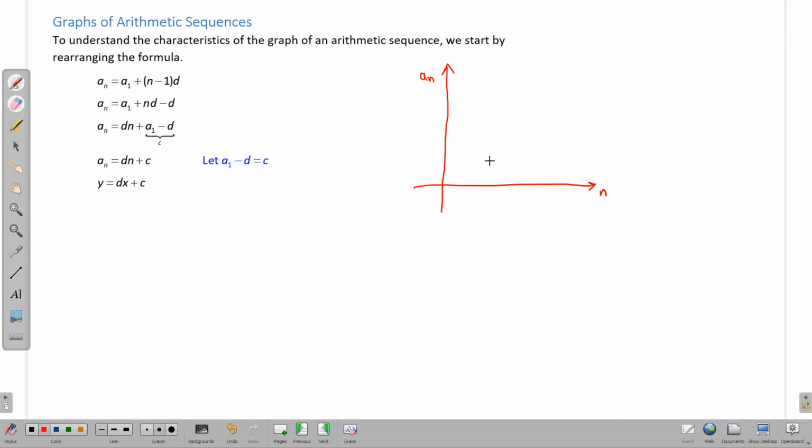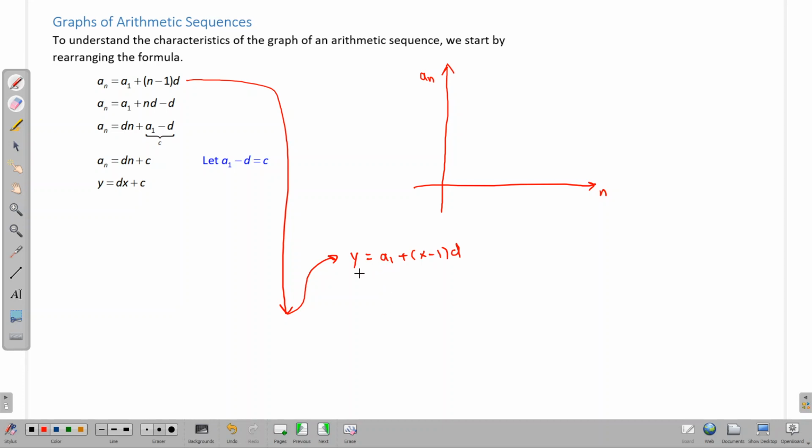So to get a better handle on what the graph will look like, it'll just be a bunch of dots, but to get a better idea of it, I'm going to replace a sub n by y, and I'm going to replace the n by x. So let me do that here. Actually, I'll do it up here. Okay, so that formula would be y equals a1 plus x minus 1 times d.